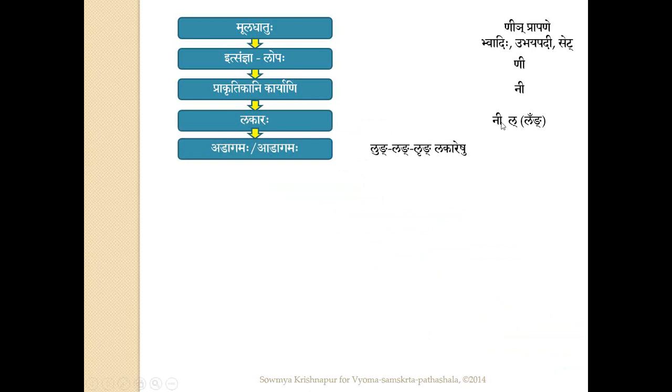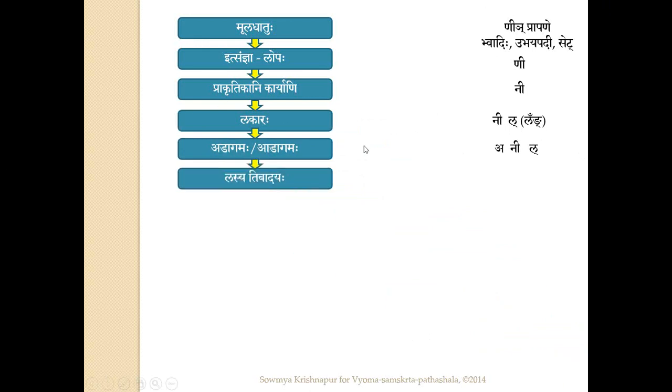atra asya dhatoh at nama akarah agamah adau kriyate. a ni lakarastu asti. Okay, so if applicable, if it is these three lakaras, lung, lang, lrung, yadi ete trayah lakarah, tarhi adagamah athava adagamah kriyate.